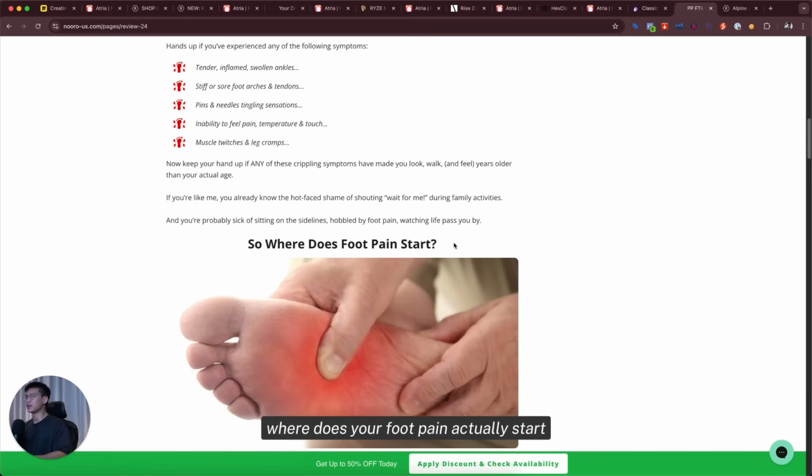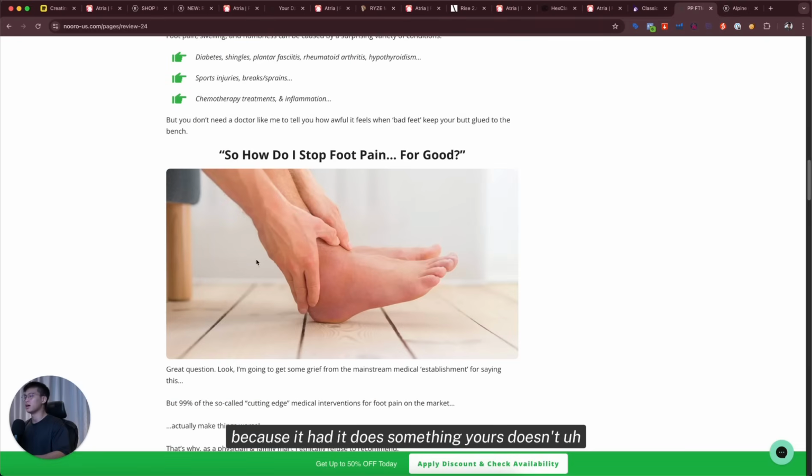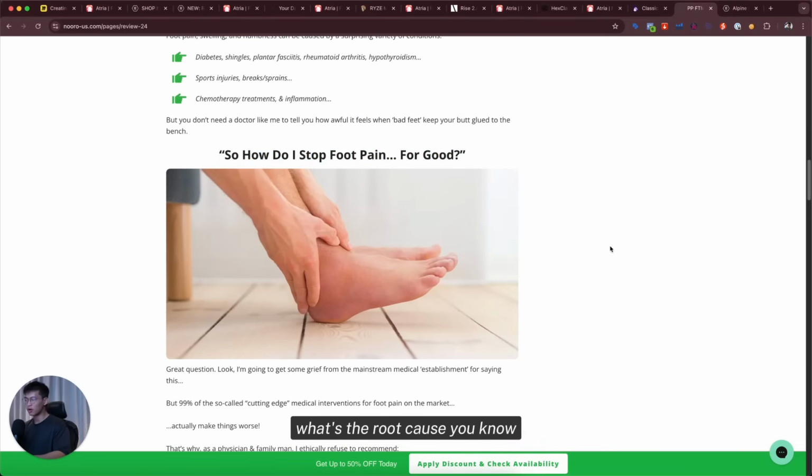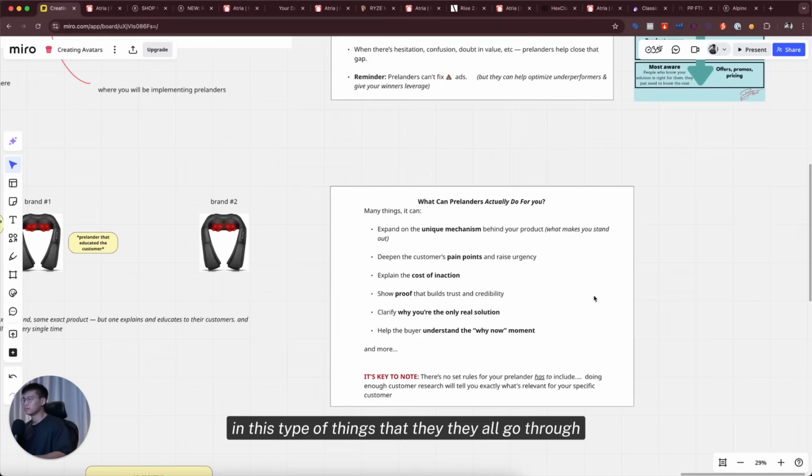Where does your foot pain actually start? Did you know that all the other solutions you tried didn't work because of some reason? But this new mechanism we have in our product works because it does something yours doesn't. How do I stop it for good? What's the root cause? The type of things that they all go through.